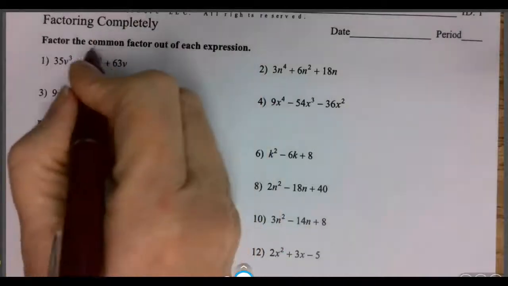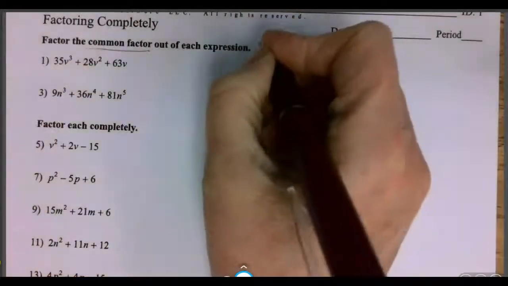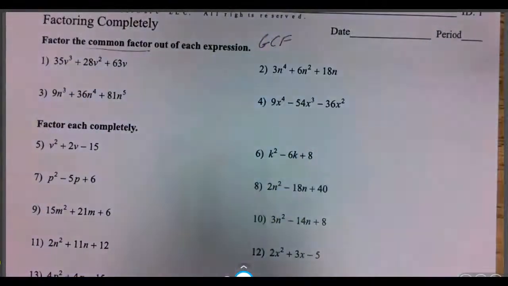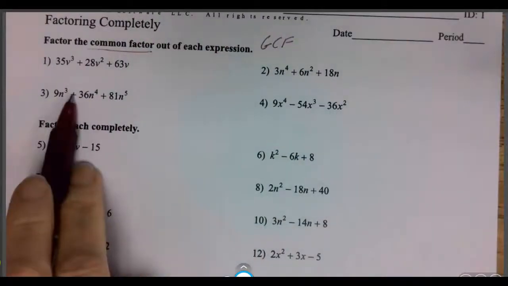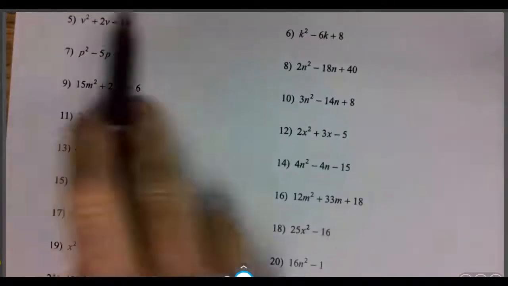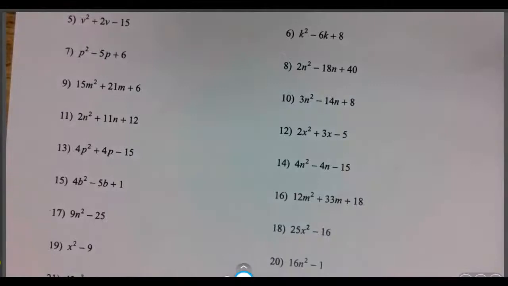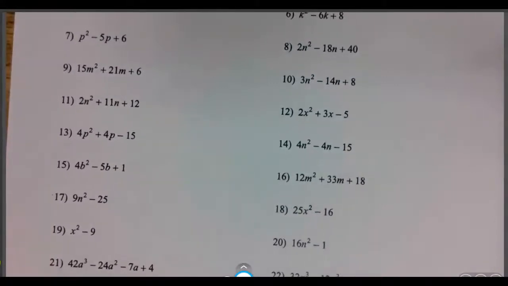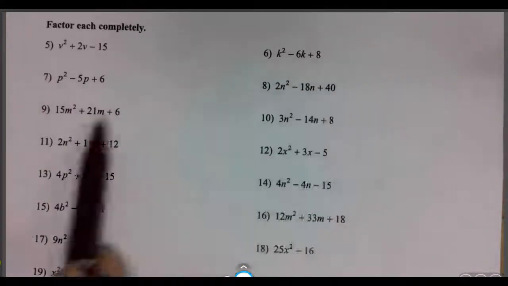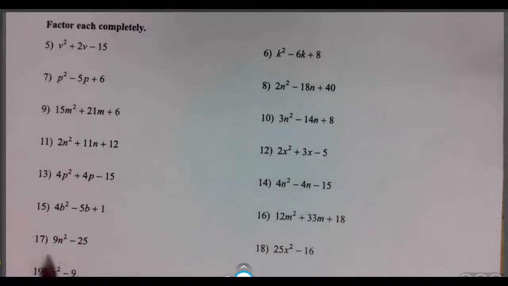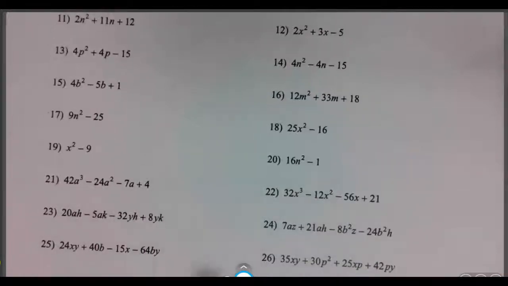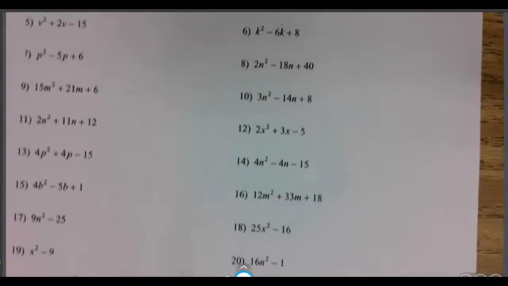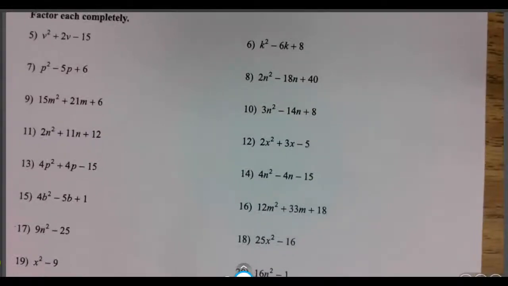Here, all you're going to do is the common factor. You're just going to take out the greatest common factor and stop. So you're going to factor out the greatest common factor and stop. Here, you're going to factor these. There is no greatest common factor. And look, you get to do everything. 3 terms, 2 terms, 2 terms, 4 terms. So you have everything in there. There might even be a perfect square trinomial in there. I don't know. Okay?